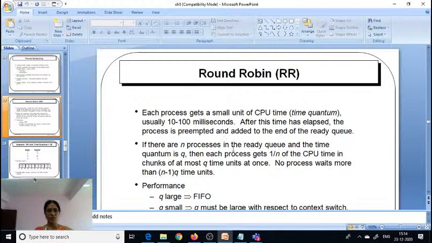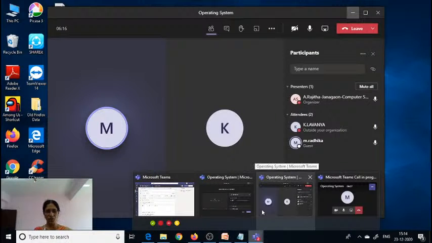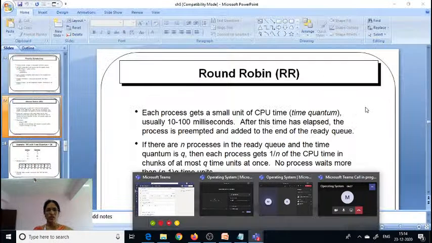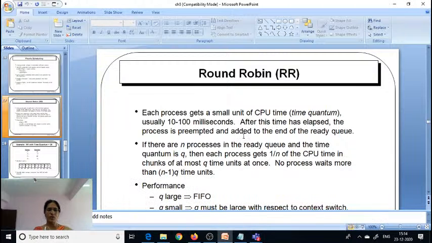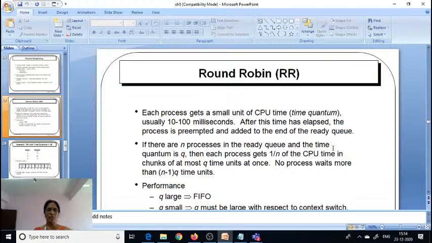Coming to priority scheduling, processes in the ready queue are executed based on the priorities. The highest priority process first goes to the CPU. While executing that process, if some other higher priority process comes into the ready queue, the current process is preempted from the CPU, and the highest priority process is assigned to the CPU for execution.